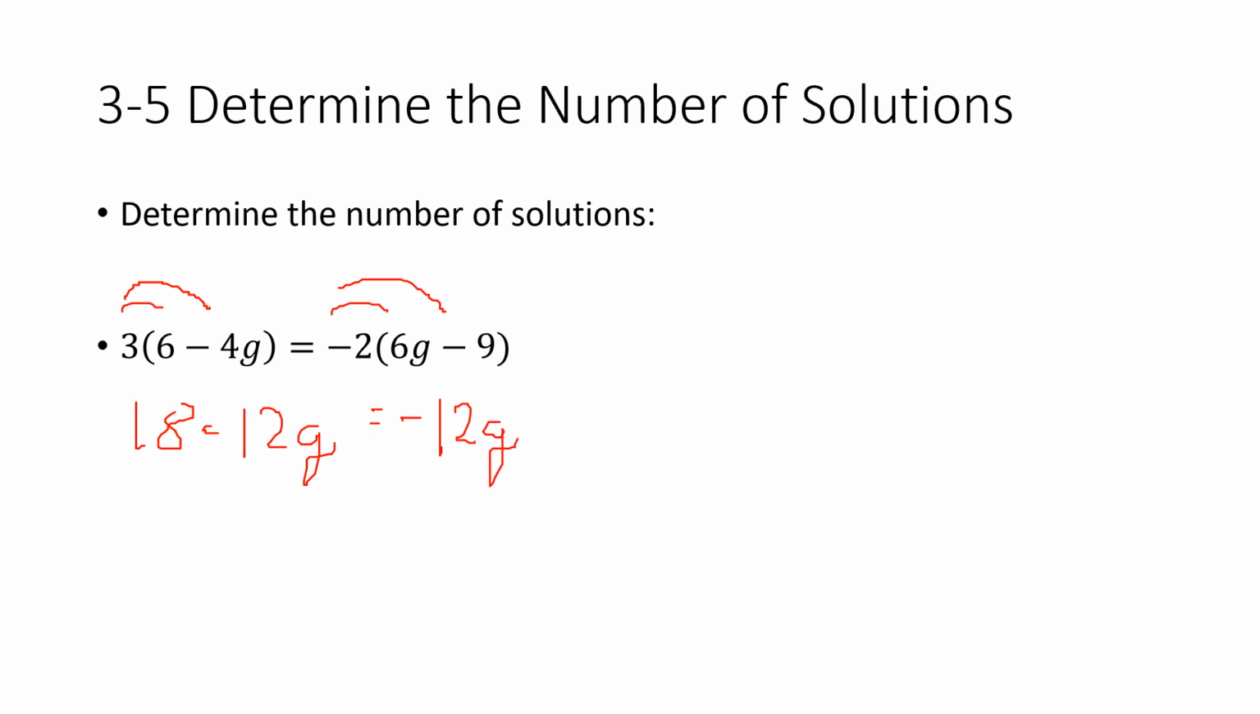Negative 2 times 6 is negative 12g again. Right there, that should be a hint. We kind of have an idea of what's going on. Negative 2 times negative 9 is plus 18.